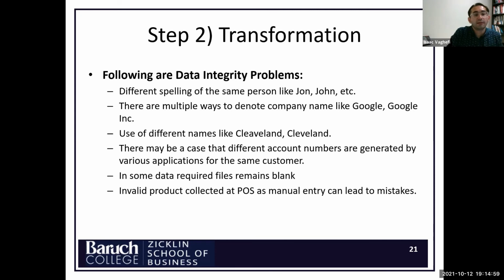The person meant the same thing, but there are some typos. There might even be the same case where different account numbers are generated by different applications for the same customer. What do we do then? Or a different customer ID for the same customer. Or some data have no values, right? That happens too. There's some missing information. What do we do then?